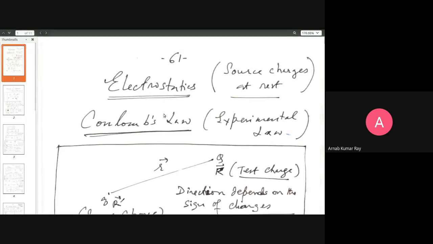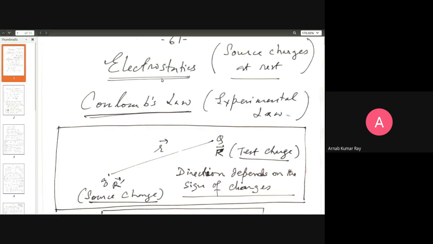So first, let us begin the discussion on basic ideas of Coulomb's law, which is an experimental law. We will be talking about electrostatics. Our proper physics discussion is beginning now, right? We have finished all the mathematical necessities, preliminaries. Now we will begin the discussion of electrostatics. This is the start of proper electromagnetic theory.